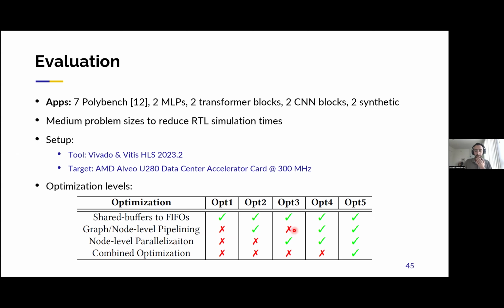And third is we convert the shared buffers to FIFOs, and we don't do loop permutation. We do just loop node level parallelization. And then after that, we will do the two steps, but in separate mathematical programs. And the last one is we will do them with the combined performance model.